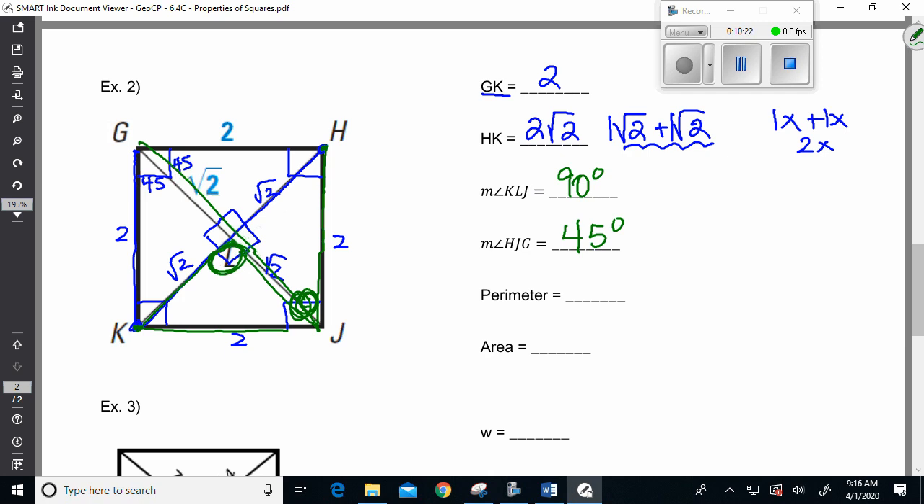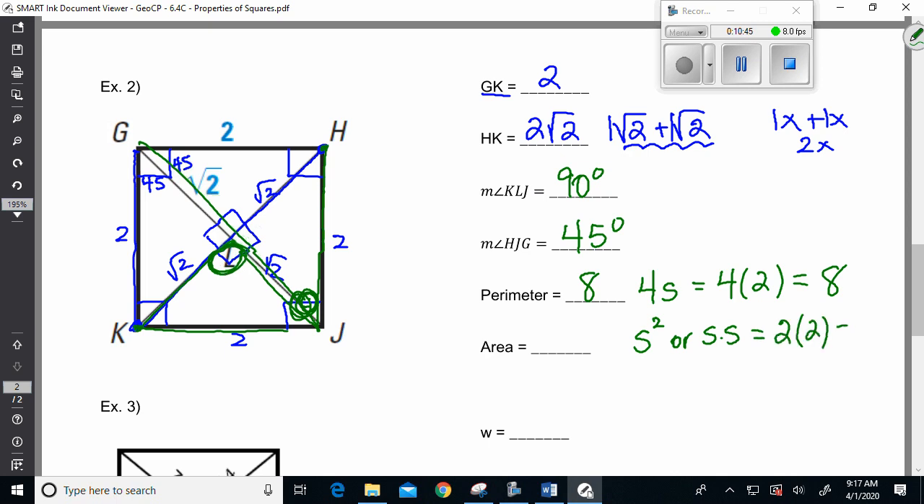Move down to perimeter. Perimeter is 4 times one of the sides. 4 times 2 is 8. And the area is side raised to the second power, or side times side. Either way it goes, that's 2 times 2, 4. So again, number-wise, fairly simple to work with.